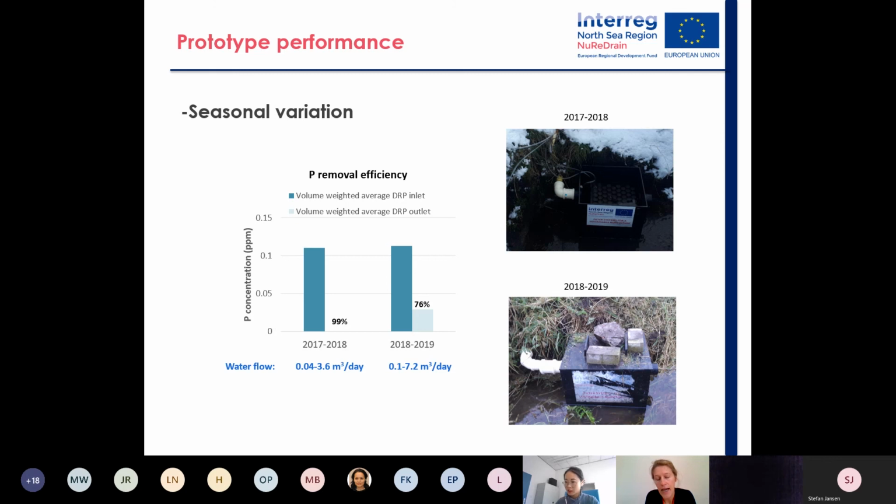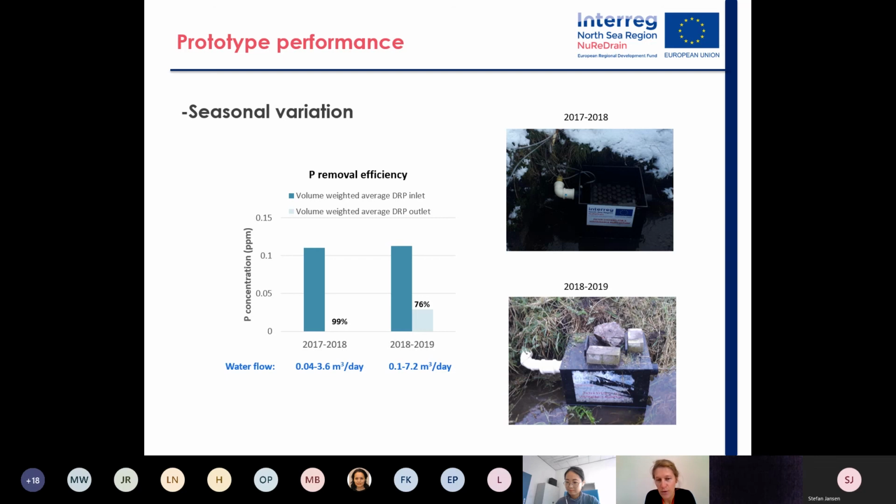Also Leonard, for your information, the idea in the future, if we want to put this into practice, is to install this filter box really at the edge of the field, so no longer in the ditch, but really at the very outlet of the drainage pipe. In that sense, if the ditch water level goes up or down, normally it should not hamper the filter.